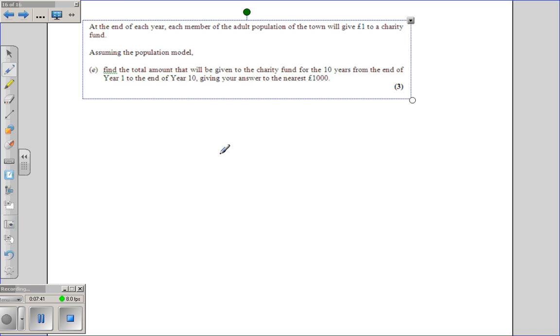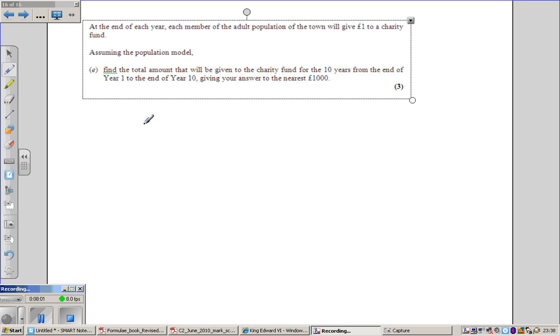Next bit, E. It says at the end of each year, each member of the adult population of the town will give £1 to a charity fund. Assuming the population model, which we just looked at, find the total amount that will be given to the charity fund for the 10 years from the end of year 1 to the end of year 10. Give your answer to the nearest 1,000. Right, so this is actually just a sneaky way of getting you to sum them up.